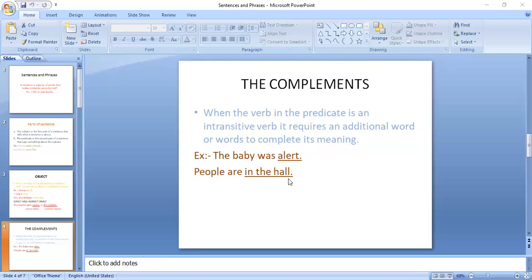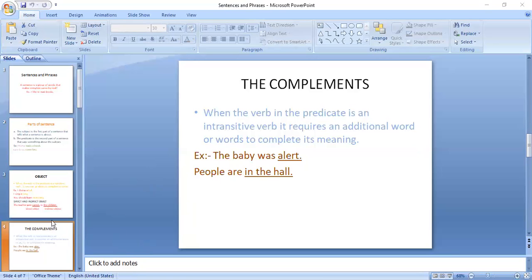People are in the hall. If I tell people are, this verb are is the intransitive verb. The verb itself is not completing the sentence, so it will need some other words to complete it. That is in the hall. Now the sentence is complete and it is giving us a complete meaning. This is all about complements.